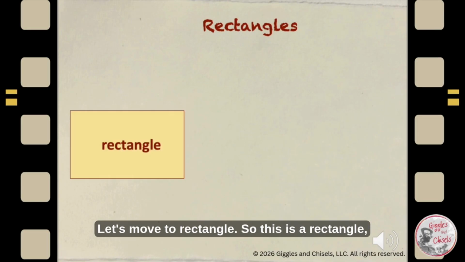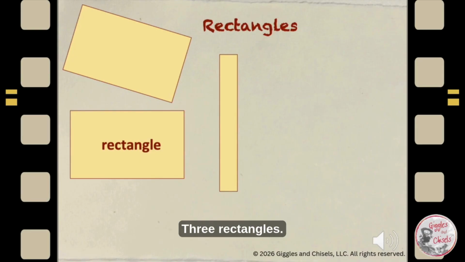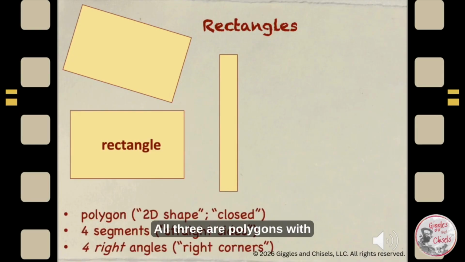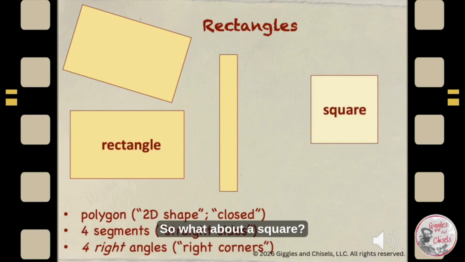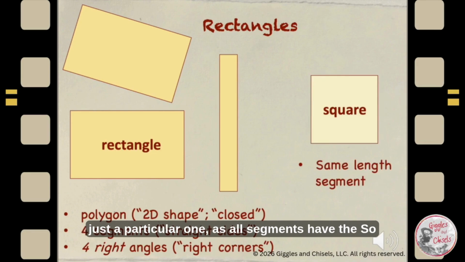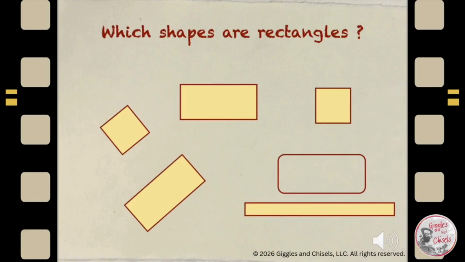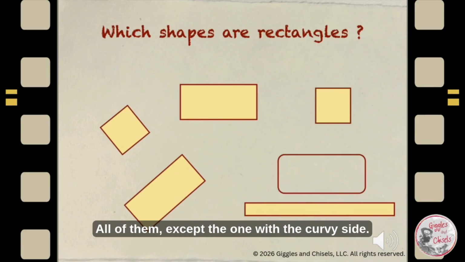Let's move to rectangle. So this is a rectangle, and so is this, and so is this. Three rectangles. All three are polygons with four segments and four right angles. So what about a square? Well, if you look at our definition, a square is a rectangle, just a particular one, as all segments have the same length. So which shapes are rectangles? All of them, except the one with a curvy side.